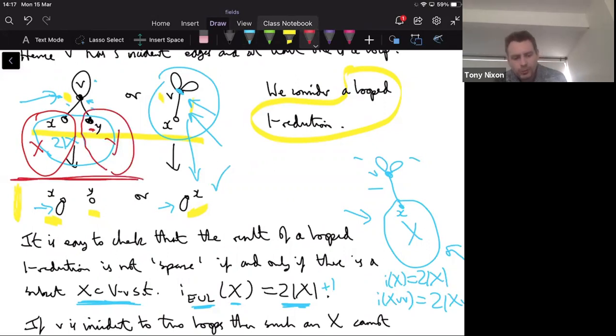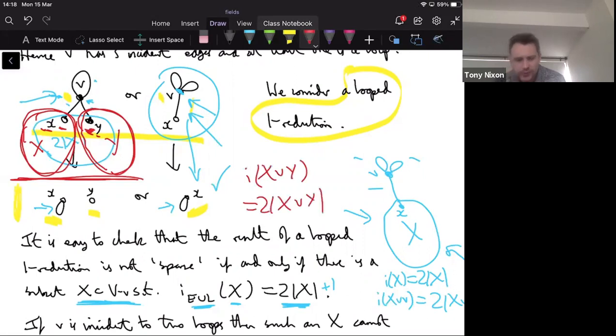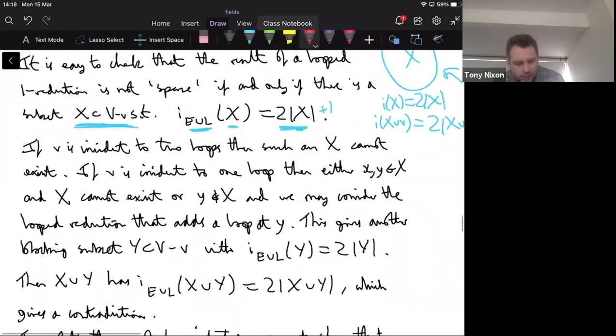Okay, so if we want to reduce V and add a loop at X or a loop at Y, the problem is if there is a set that is already too full containing little x but not y, and another set containing little y but not x. However, if you have such a set, then I of x union y is equal to 2x union y. This is just because they're disjoint sets, so you can count up edges and loops in them and add them together. So this is not hard to check, and hence you get the same contradiction. If such a set exists, then X union Y plus V adds one vertex but 1, 2, 3 edges and loops. Okay, so let's see that a bit more written down.